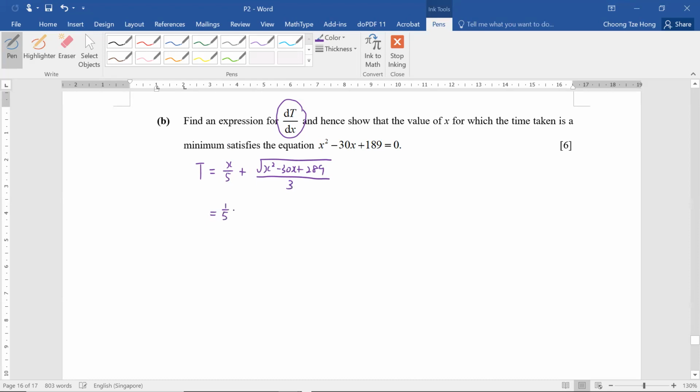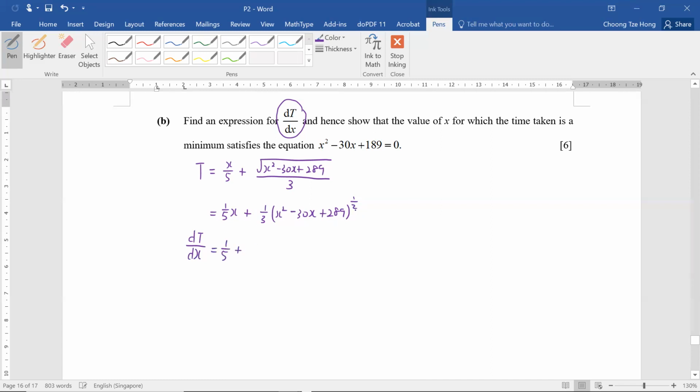So x over 5 is 1/5 x. Then this will be 1/3. Square root means power half, right? Square root means power half. Once you put in this form, then we can differentiate. So dt dx: differentiate 1/5 x, you get 1/5.